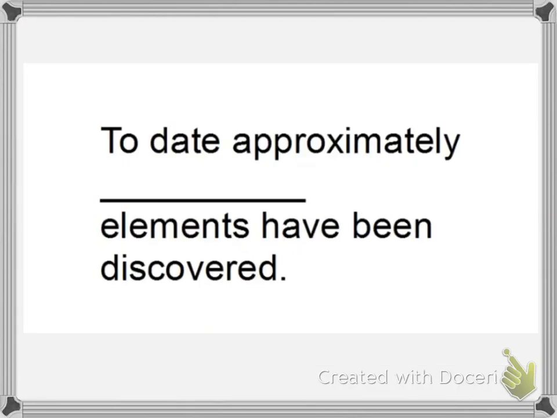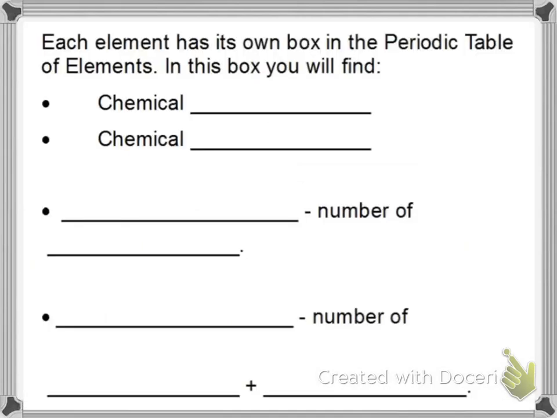Okay, all right. So to date, somebody may want to check me on this, but to date, I think 118 elements have been discovered, and this number is fluid because they're creating and finding new elements. Okay, all right. So each element has its own box in the periodic table of elements, and we will be working with that very much in the days to come.